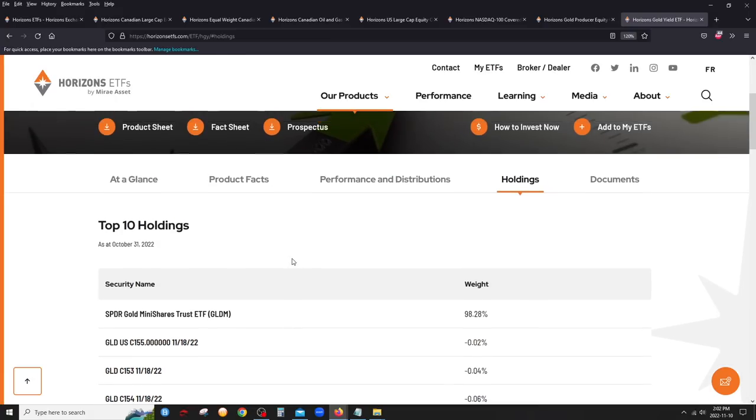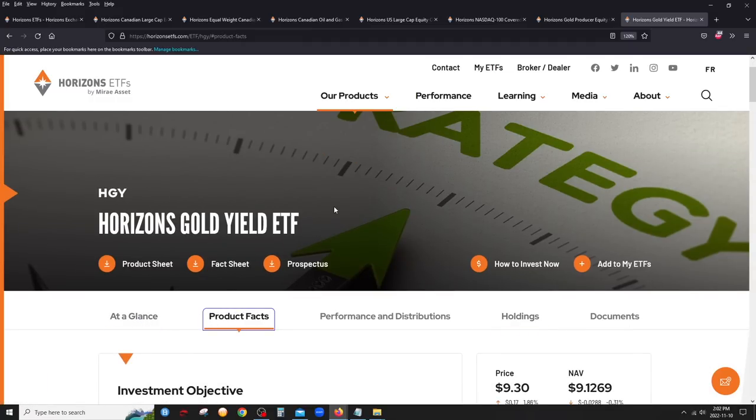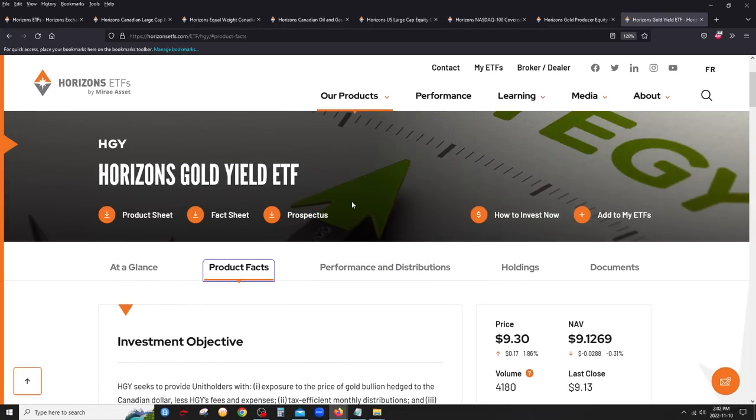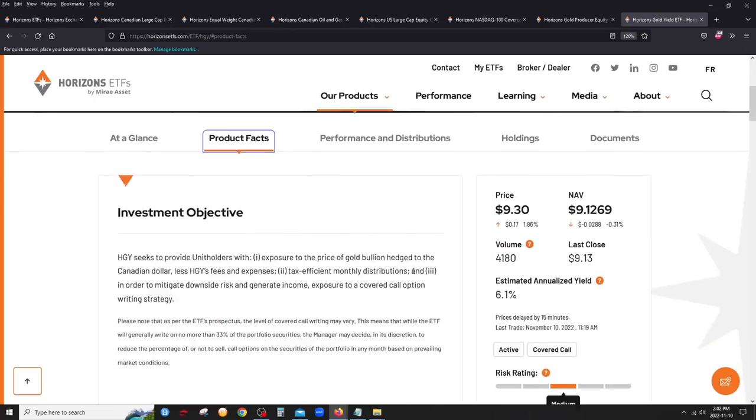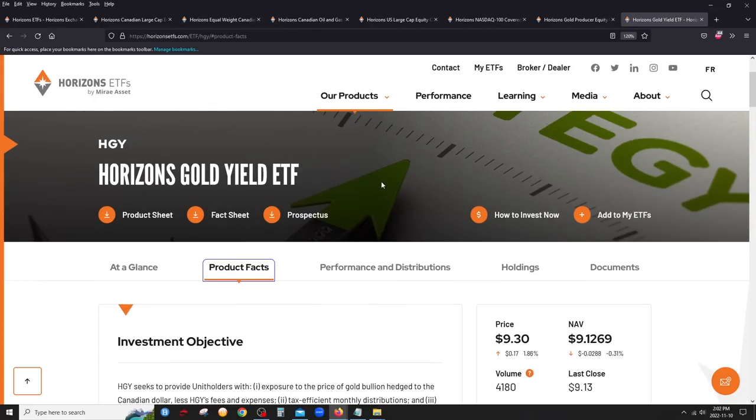So very, very interesting, because if you like gold, if you're an old school investor and want to keep 5 or 10% gold, instead of either buying gold bars or getting a gold ETF that doesn't have income, you could get HGY and you'll get 6 to 7%. So very, very interesting and unique ETF here.